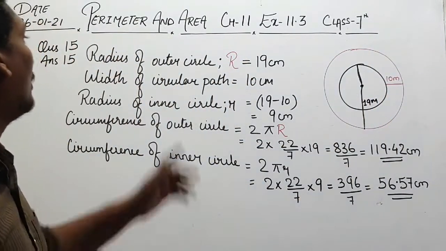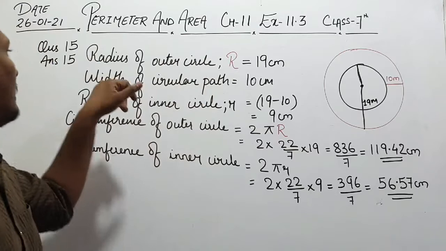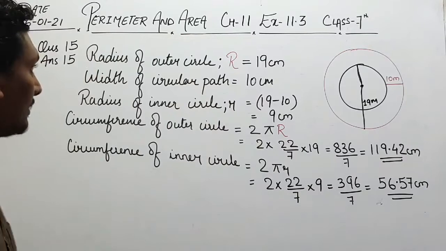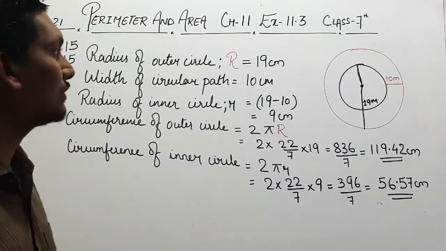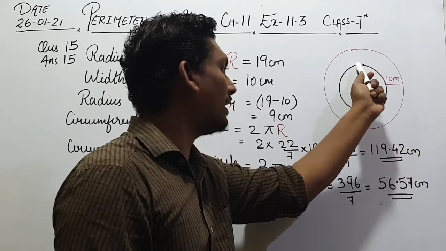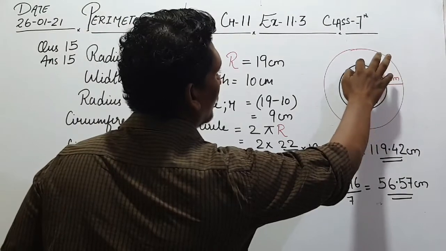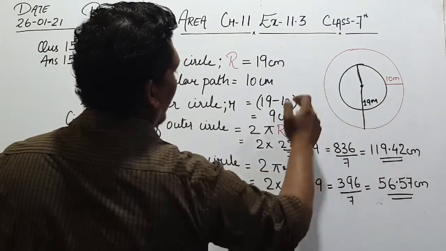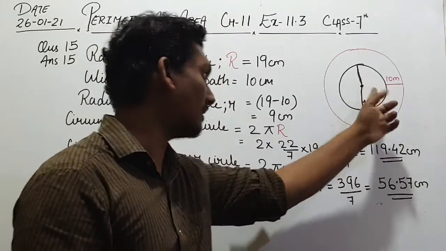So the radius of the outer circle, capital R, is given as 19 meter, and the width of the circular part is given as 10 centimeter. Okay, we have to find the radius of the inner circle. This total is given and this path is given. We have to find this one. So the radius of the inner circle is 19 minus 10, you will get 9 centimeter. So 9 centimeter is the radius of the inner circle, right?